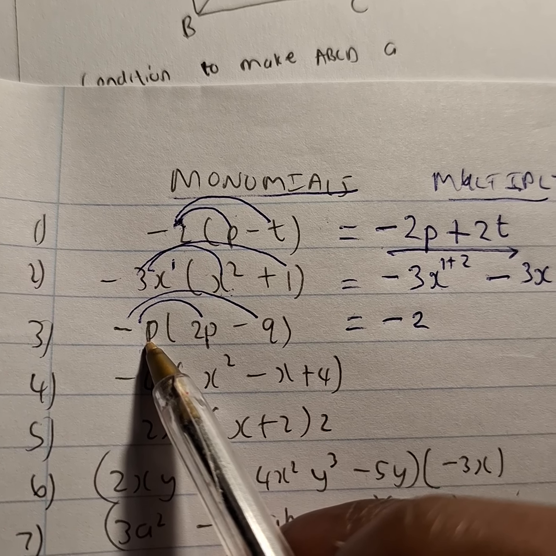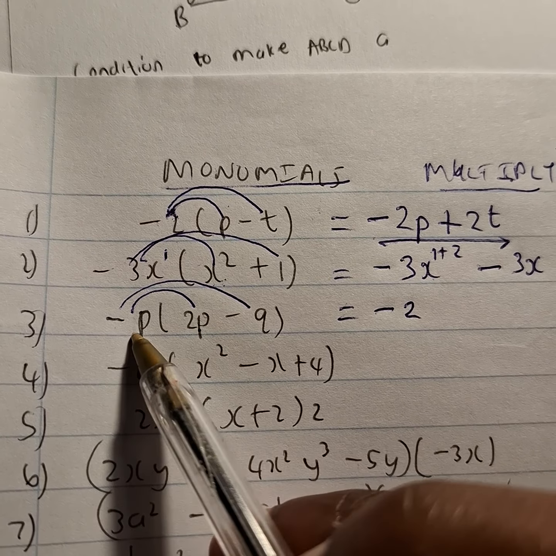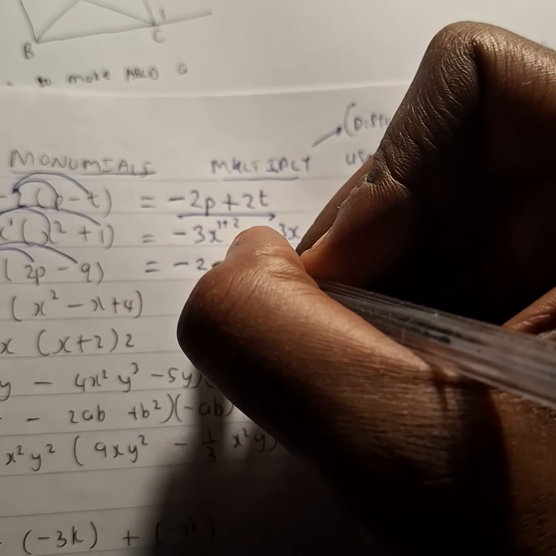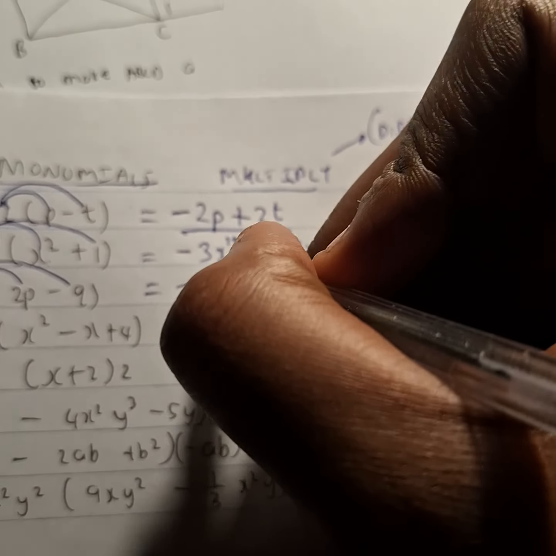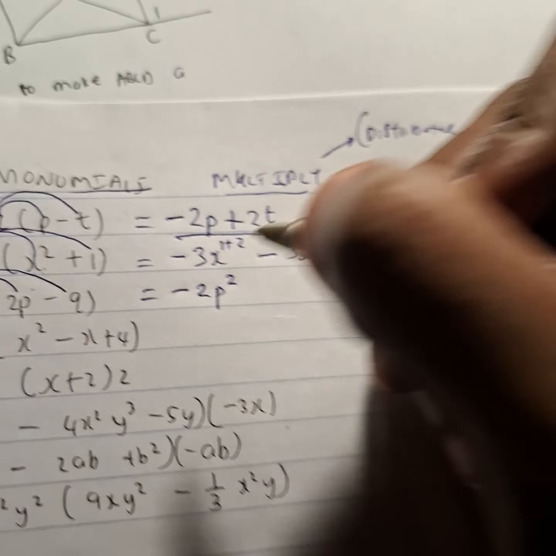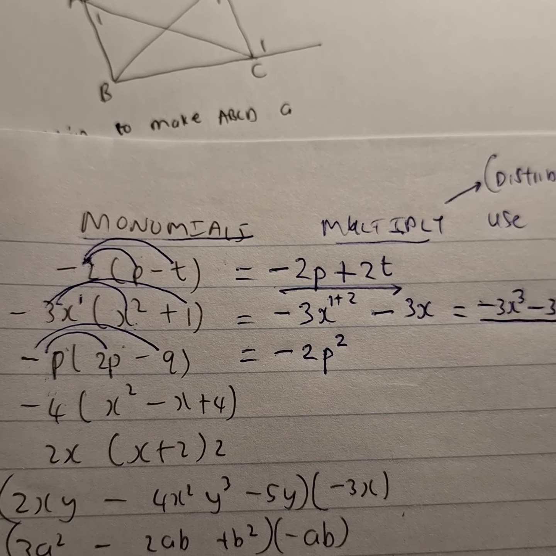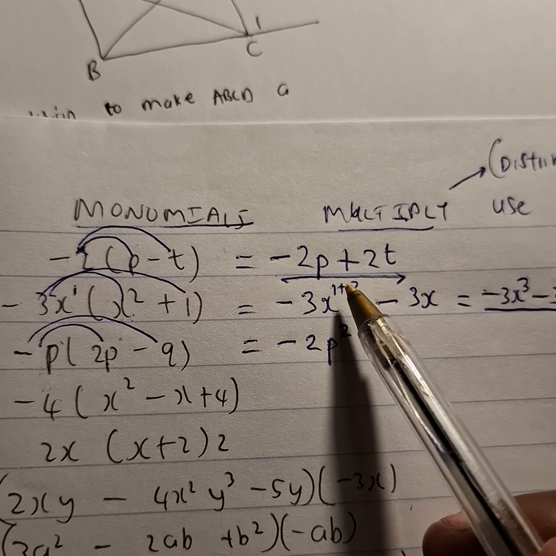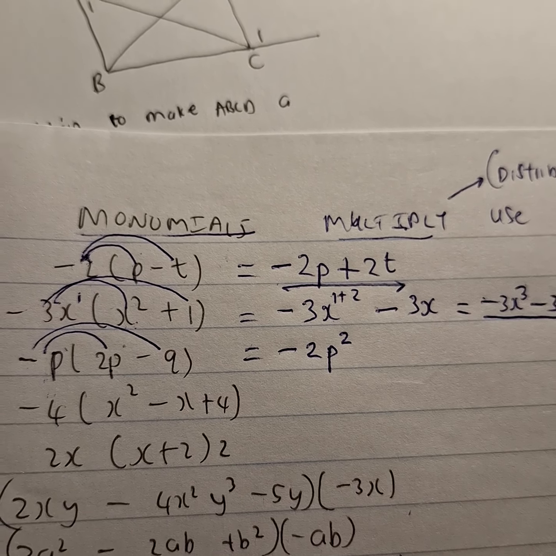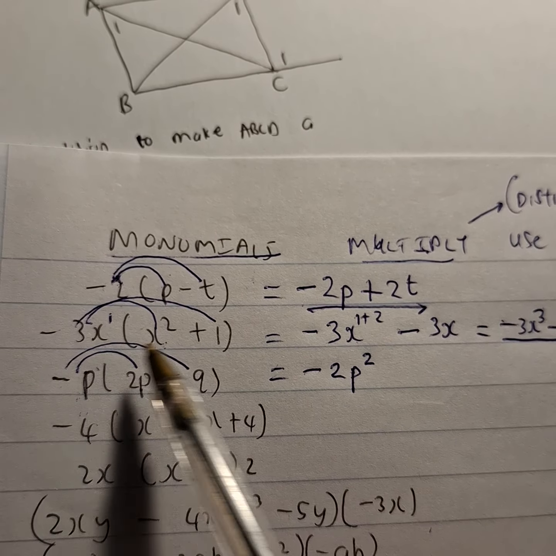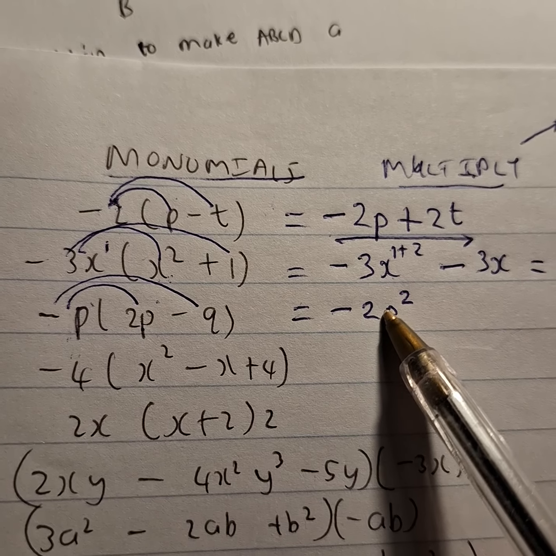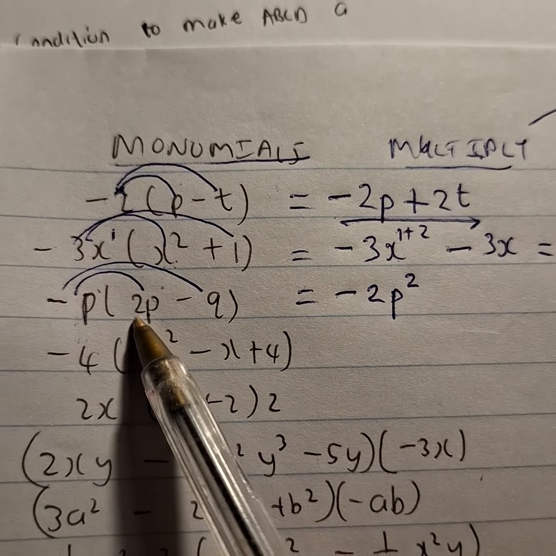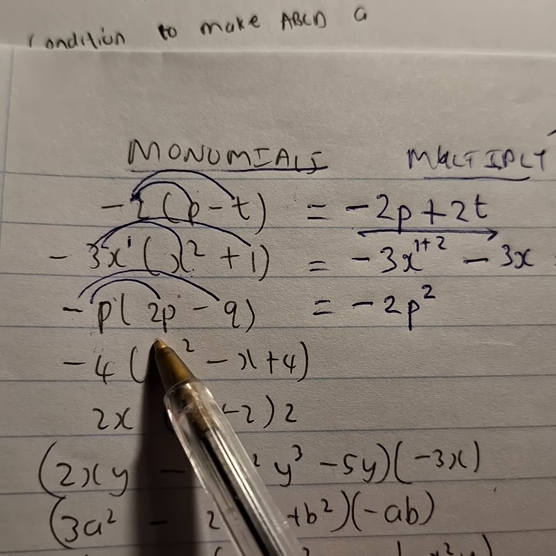But remember, for bases that are the same, what do we do when we multiply? We keep the base. Then what do we do to the exponents? We add the exponents. So this would be 1 plus 1. So I can go ahead and just write the actual answer, squared. Remember, for the previous question, I just wanted to show you what we do. But I could move on from this step directly to this. All right. So it's negative 2p squared. Then I'm done with the distribution of negative p to 2p.